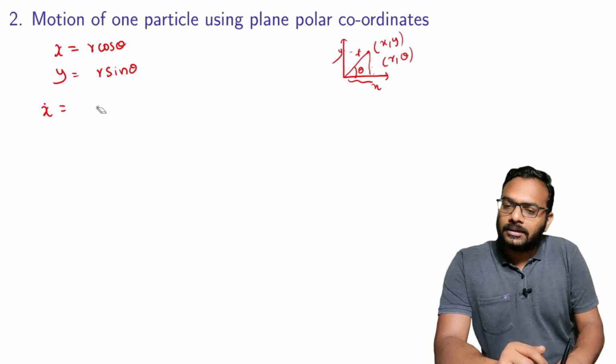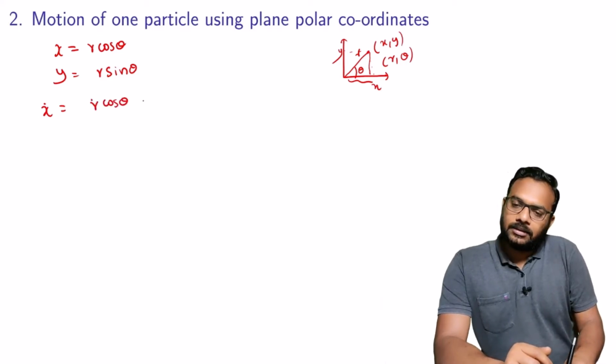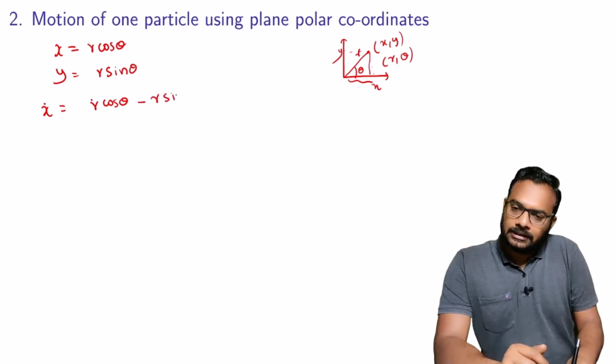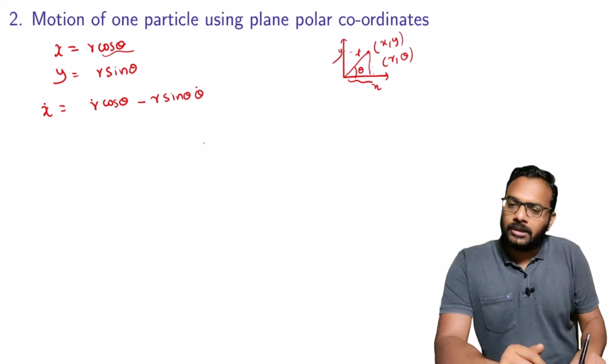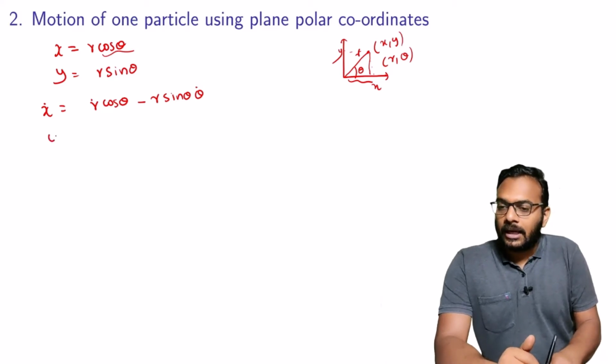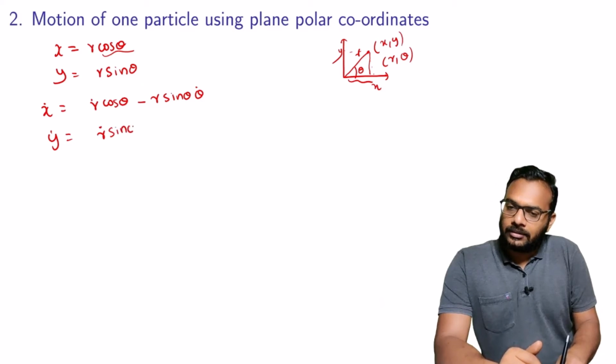Okay, we can use the product rule. We can first take r dot cos theta minus r sin theta theta dot. You take the derivative with respect to time, you get minus r sin theta theta dot. And y dot is equal to r dot sin theta plus r cos theta theta dot. Right?